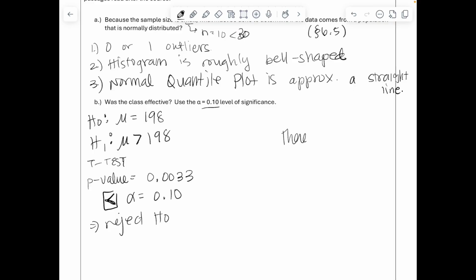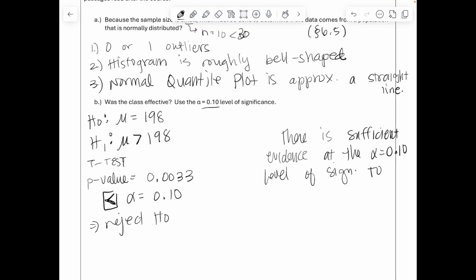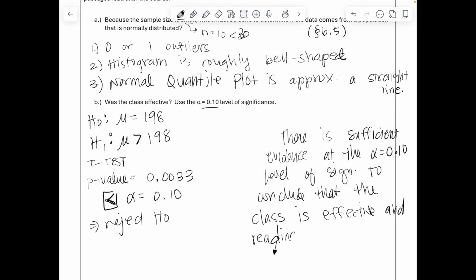So from here, we have: there is sufficient evidence at the alpha equals 0.10 level of significance to conclude that the class is effective and reading speeds increased. So yes, the class was effective.